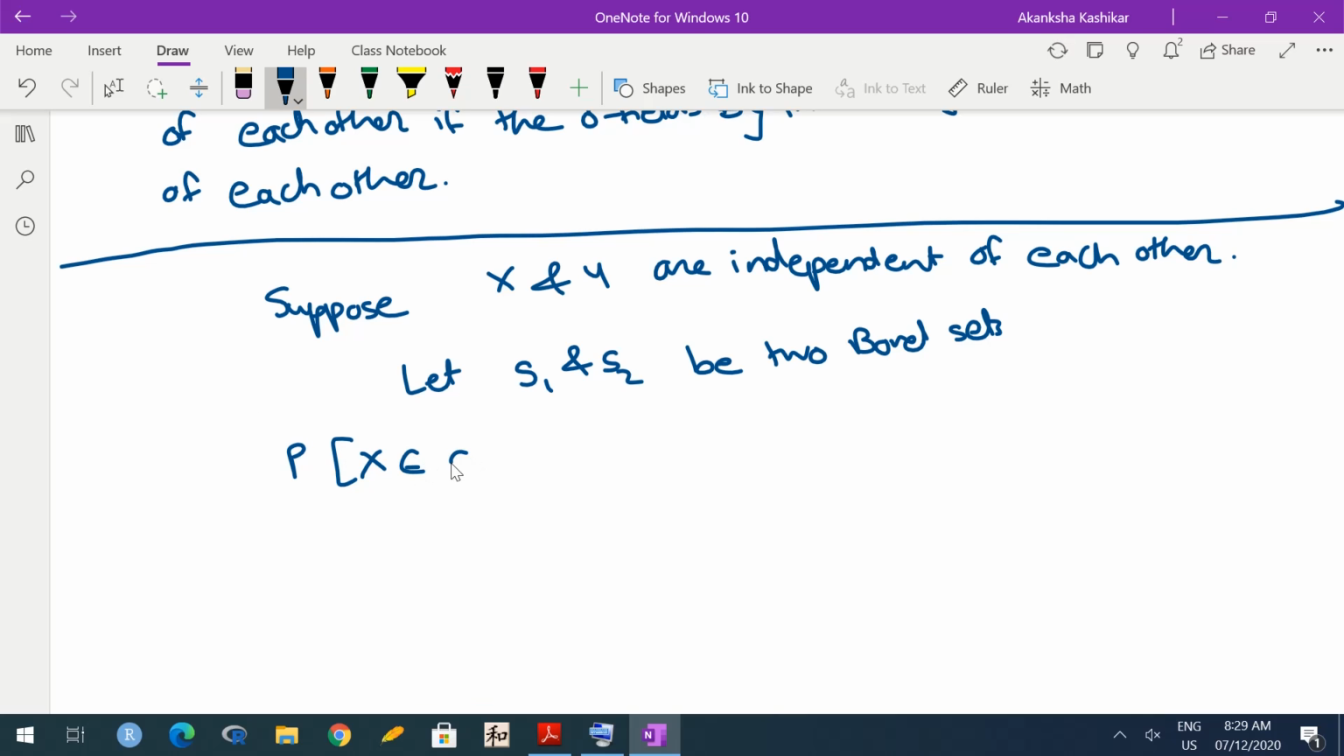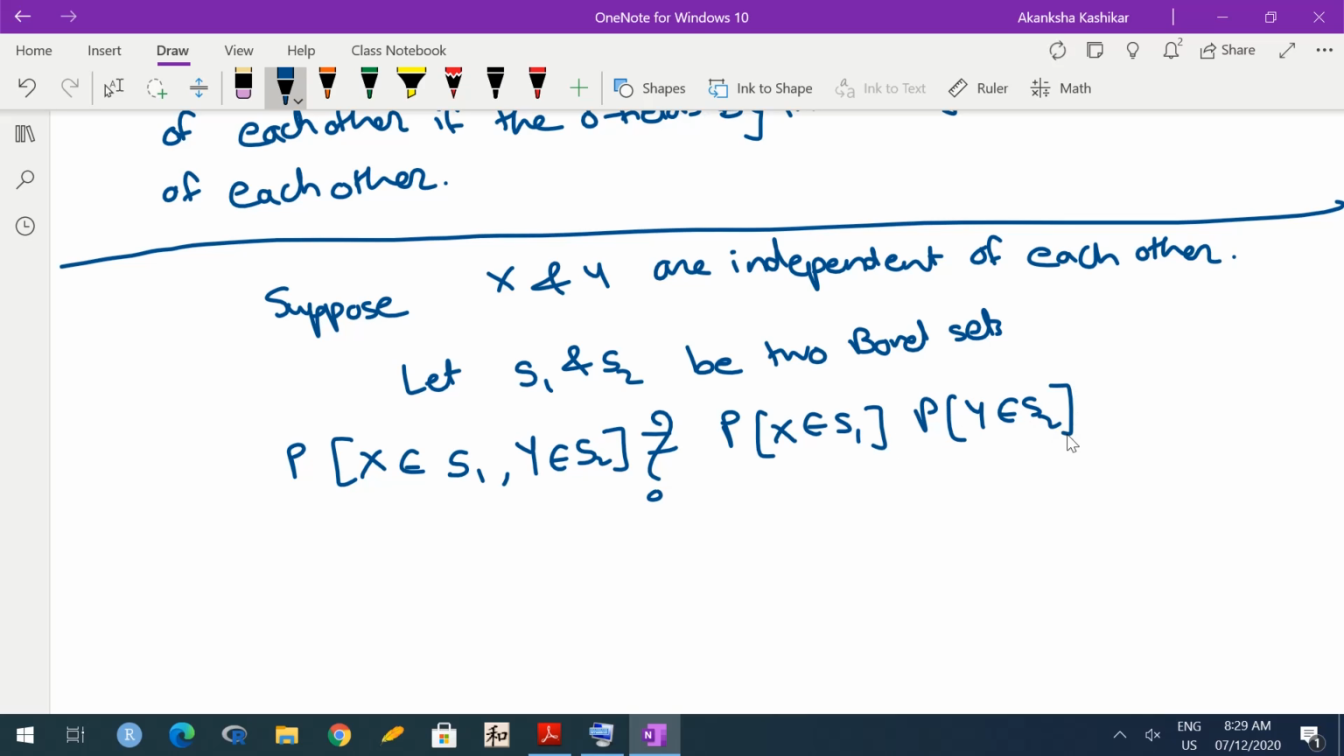Then we want to check whether probability of x belonging to S1 and y belonging to S2, that is intersection, is the same as probability of x belonging to S1 into probability of y belonging to S2. Why do I want to check this? Because this is the sort of definition that we have always been hearing. For example, when we have PMF, we say probability of X equal to x, Y equal to y is the same as probability of X equal to x into probability of Y equal to y. So in that case, our S1, S2 become singletons. In case of CDFs, our S1, S2 become the intervals minus infinity to a certain real number. Okay, so is this correct? Let us check.